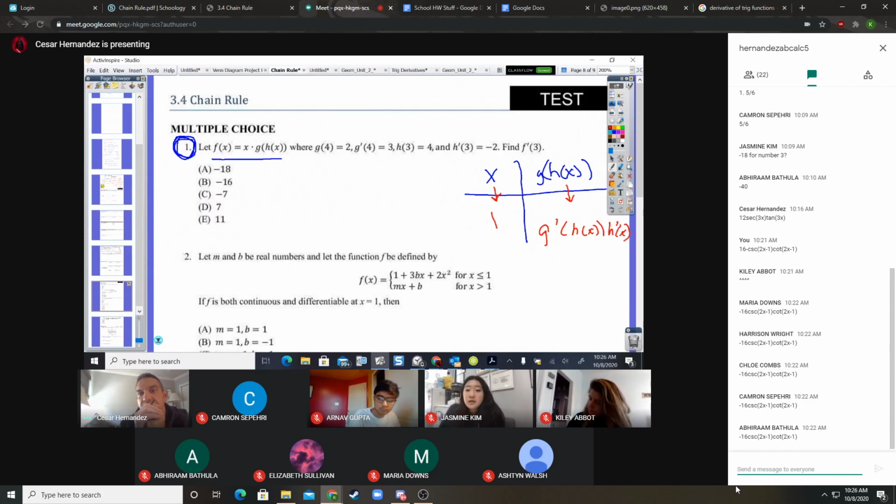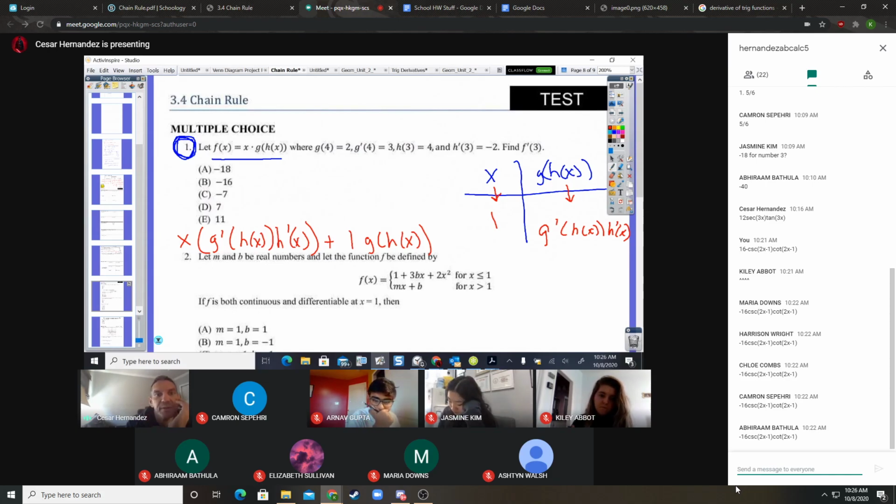Okay. So I can set this up because it says you take the first one, multiply by the derivative of the second one. And then plus the second one times the derivative of the first. And then you plug in a 3 wherever you see x. So I'm going to do that above it.